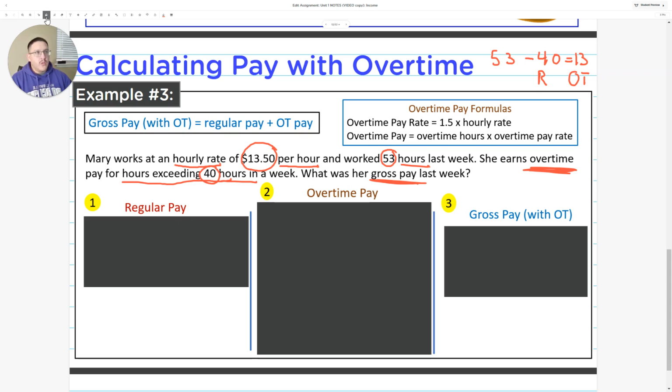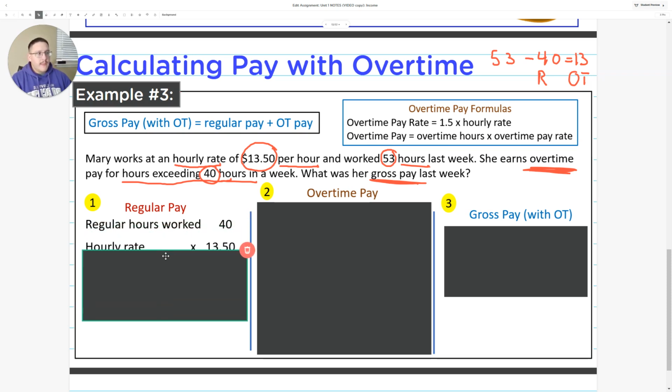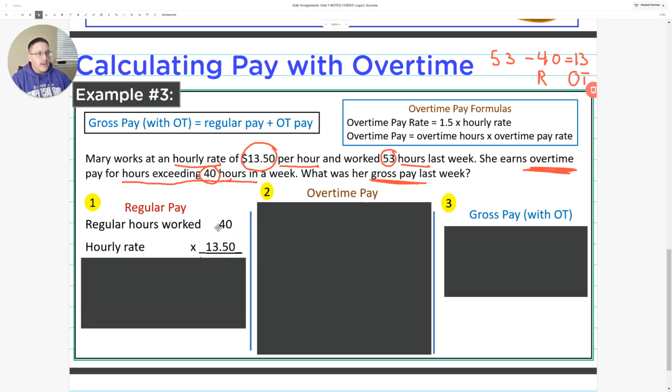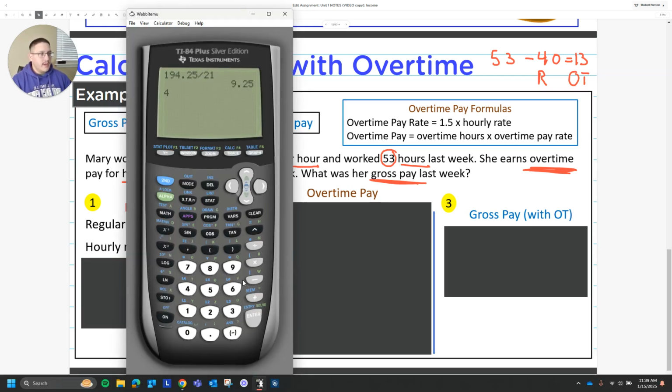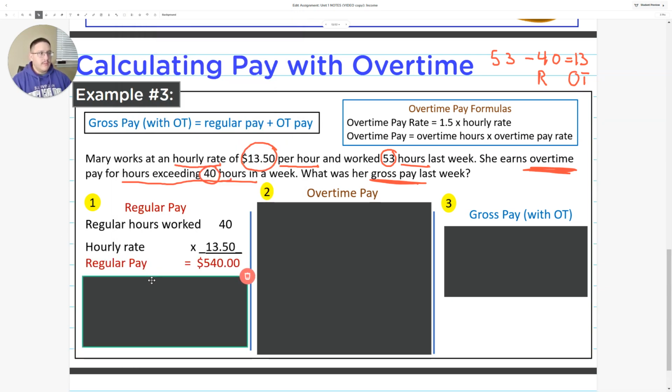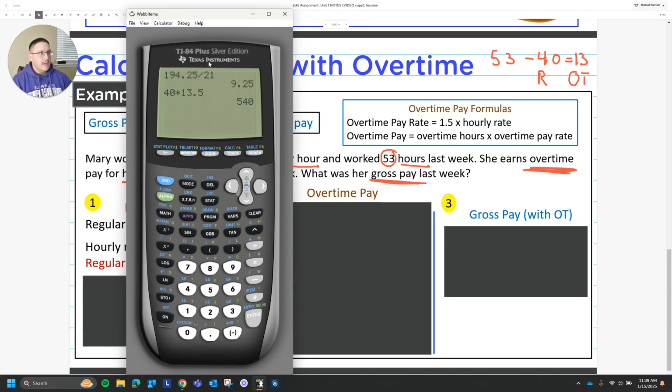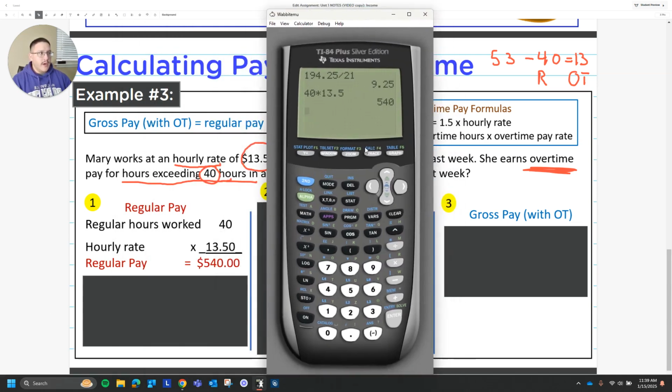So now we know regular is going to have the following. We're going to take 40 hours and multiply by the regular hourly rate, $13.50. So 40 times $13.50 is $540. Okay, so again, $540 is regular pay.